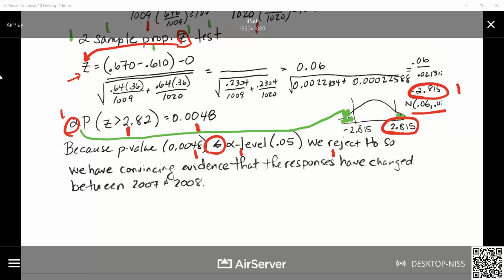And then the conclusion in context. There should be something about we have convincing evidence against the null hypothesis, and that's not in context. So we would want to say something about convincing evidence that the responses have changed between those 2 years, and that is also worth 1 point.